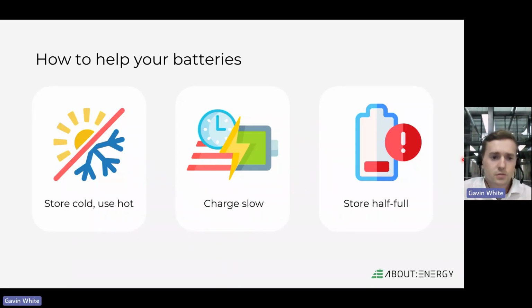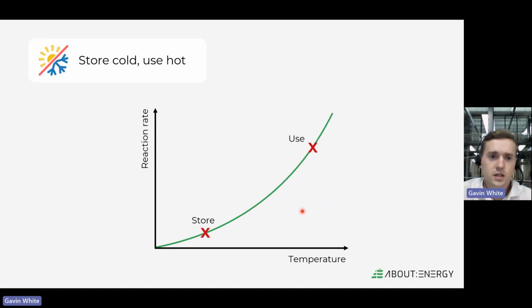So we're going to cover three topics. The first is to do with temperature and using the battery. The second will be to do with the charge rate that you should use your battery. And the third is to do with storage. So first, let's think about how a battery actually works.